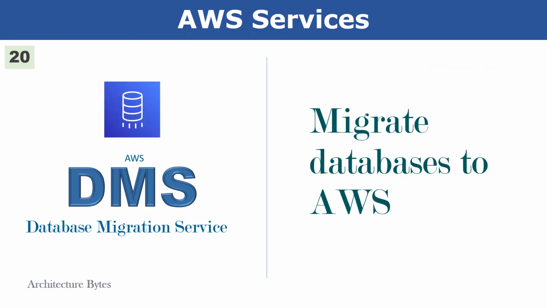DMS, Database Migration Service, is used to migrate databases to AWS. For example, you could use it to migrate your on-premise database to a database on AWS, on EC2 or RDS. This requires virtually no downtime of the databases.